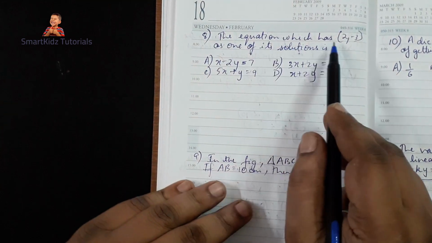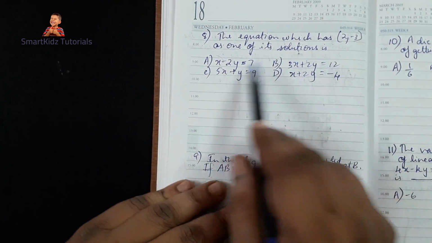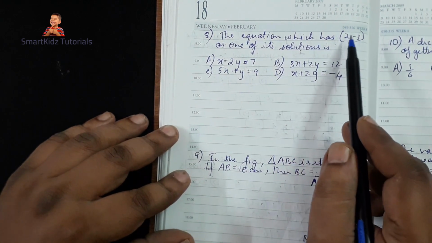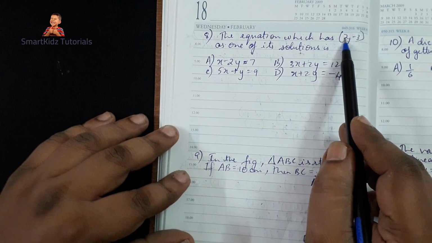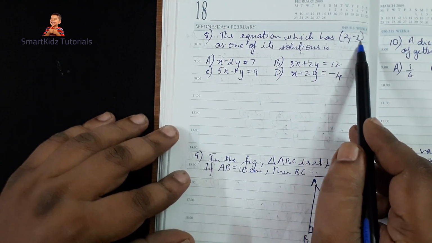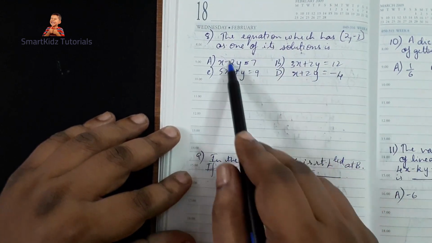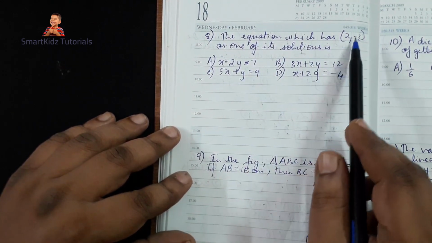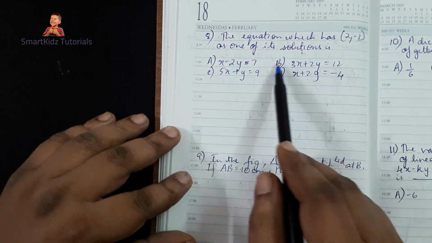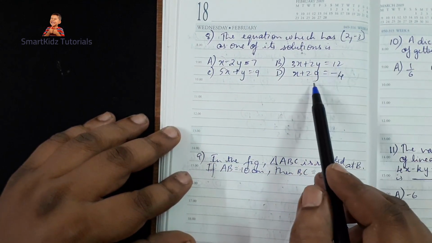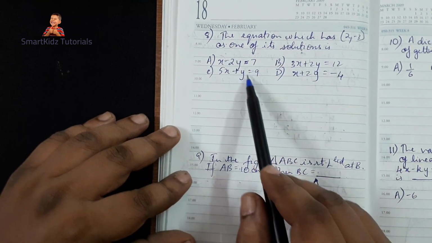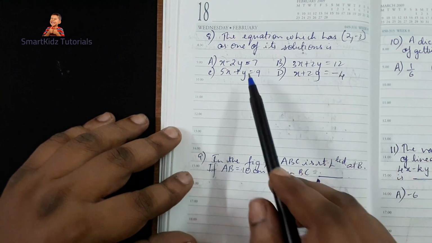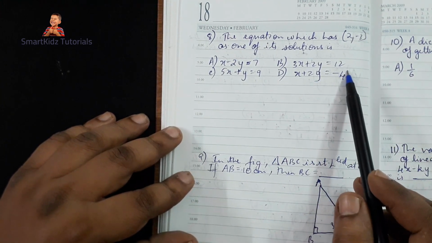8th question, the equation which has 2 comma minus 3 as one of its solutions is one of these. Well, to solve this, we have to put in place of x, 2, and in place of y, minus 3 in each of these equations to find out which of these equations has 2 comma minus 3 as a solution. So, if you have a glance at it, you can easily find out which one it is. The left hand side should be equal to the right hand side in this case.